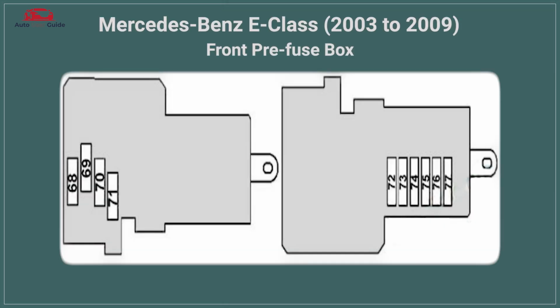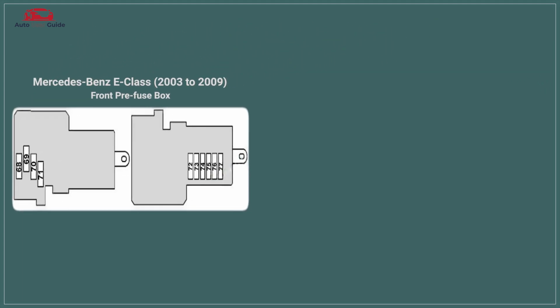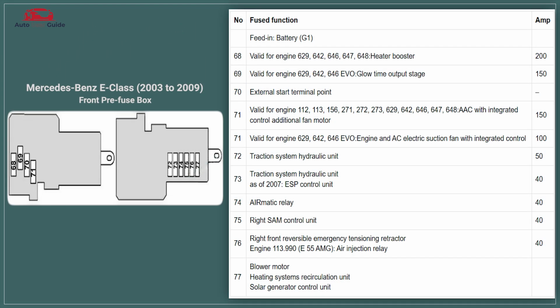The front prefuse box in the Mercedes-Benz E-Class 2003 to 2009 is located in the engine compartment near the main battery junction and contains high current fuses for systems like the front SAM, starter motor, cooling fan, and interior fuse blocks, with its diagram usually found in the service manual.